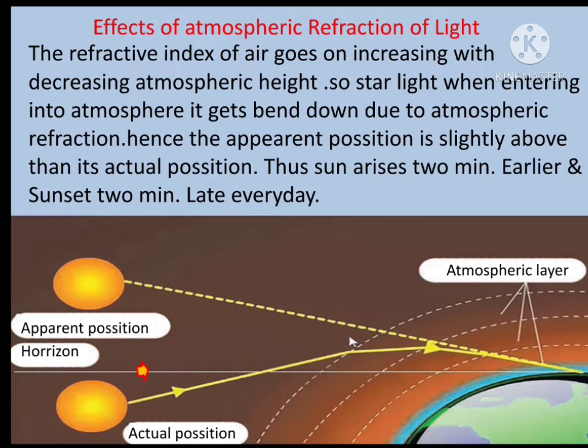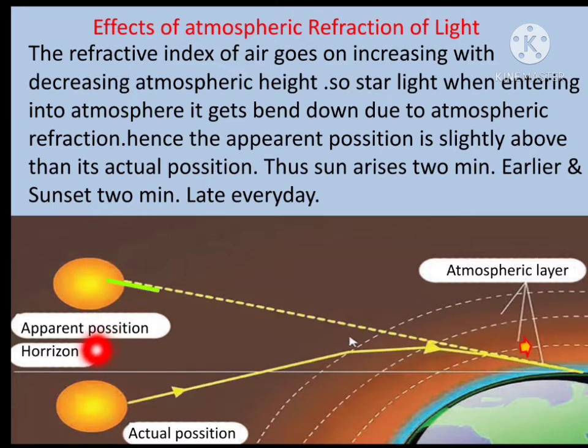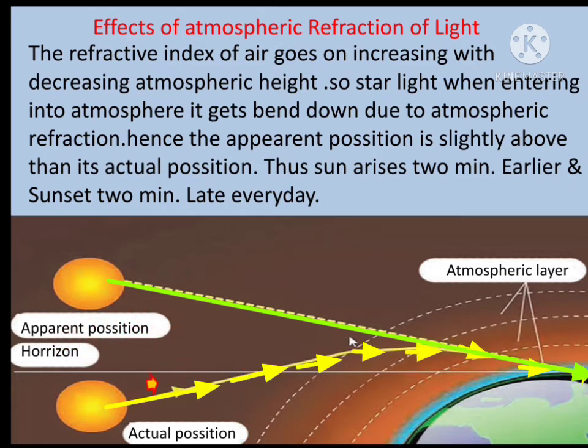Effect of atmospheric refraction of light. The refractive index of air goes on increasing with decreasing atmospheric height. So starlight, when entering into the atmosphere, gets bent down due to atmospheric refraction. Hence the apparent position of the star is slightly above its actual position. Thus, the sun rises 2 minutes earlier and sets 2 minutes later every day.